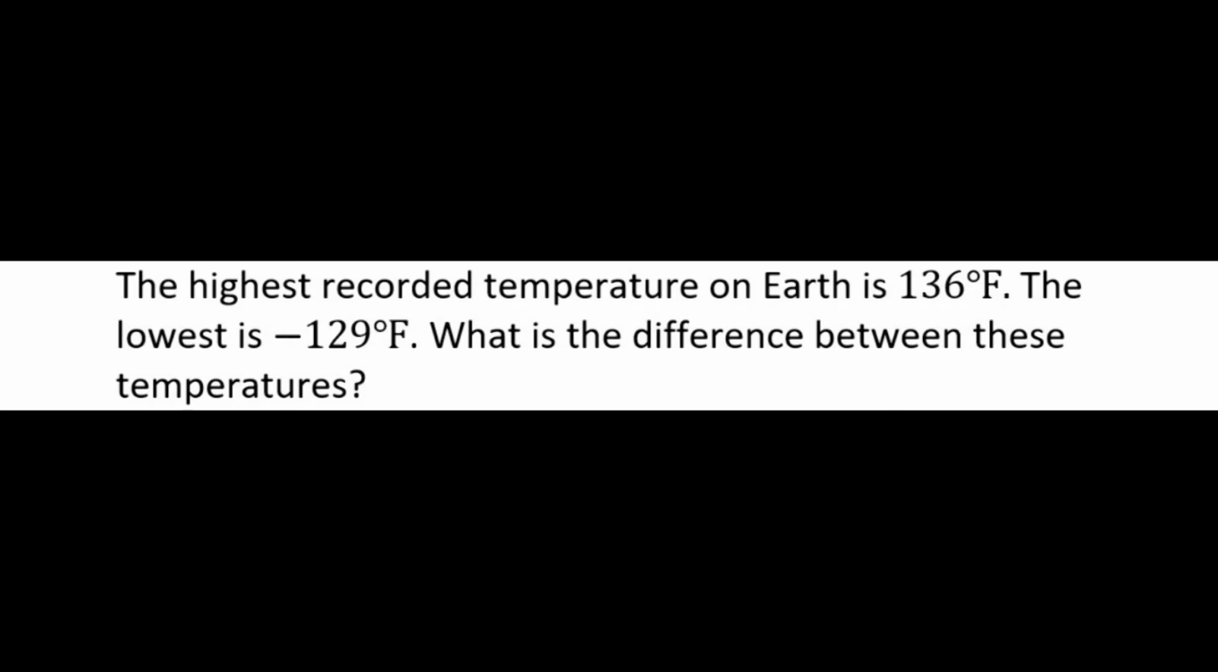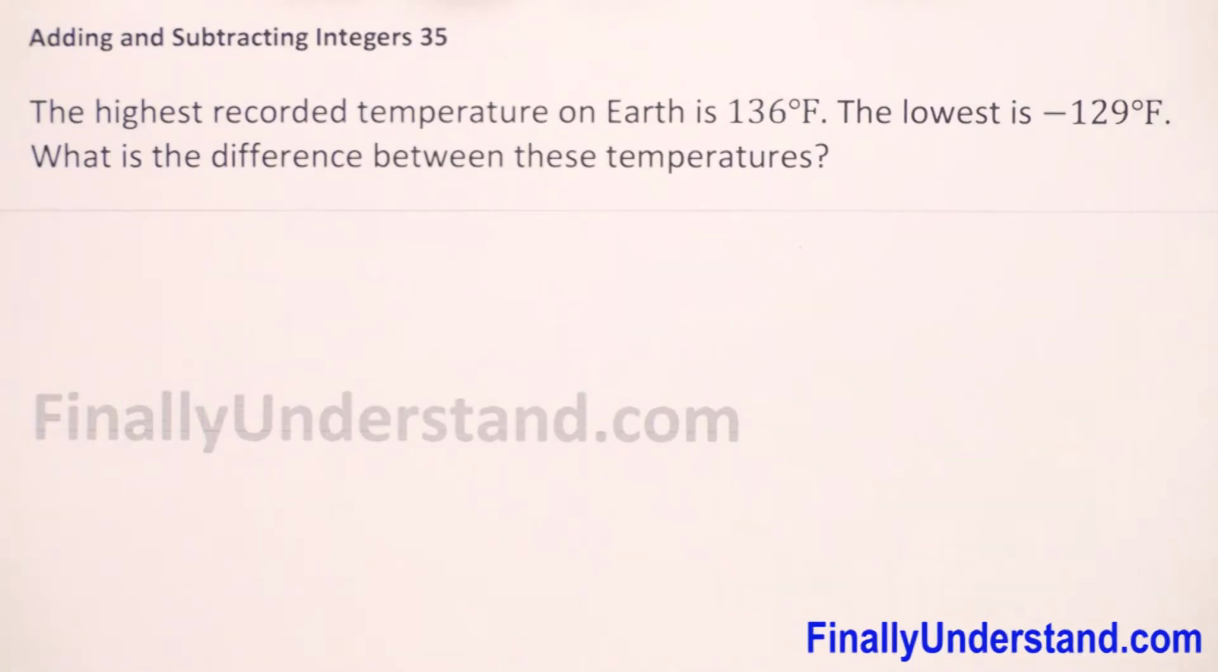The highest recorded temperature on Earth is 136 Fahrenheit degrees. The lowest is negative 129 Fahrenheit degrees. What is the difference between these temperatures?